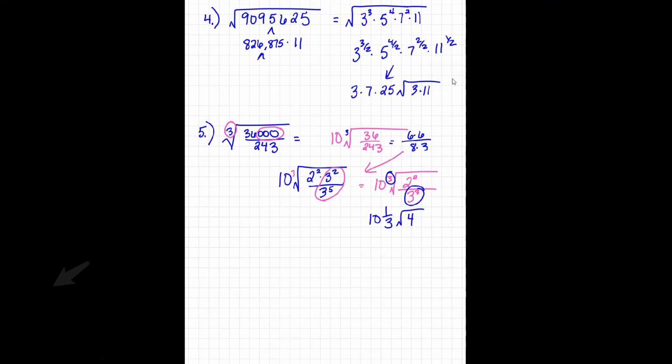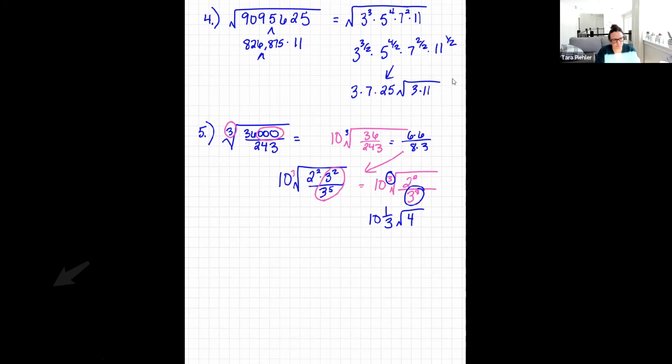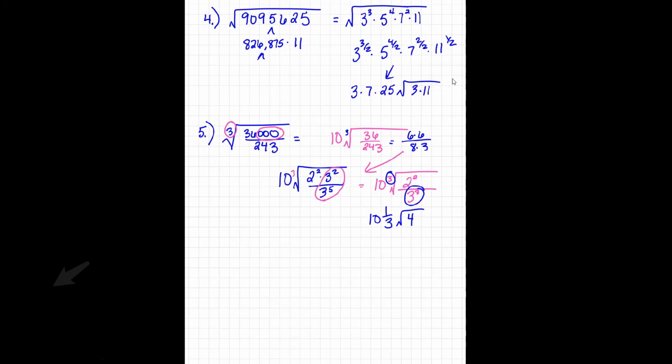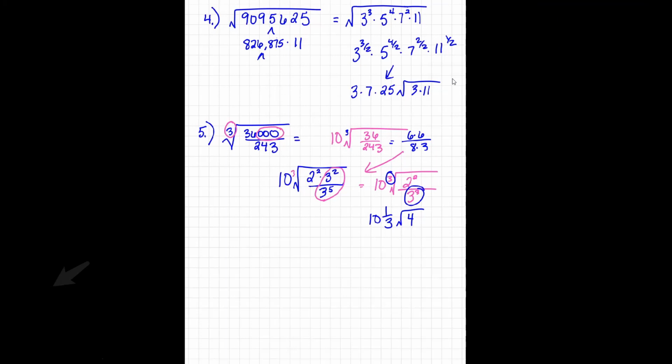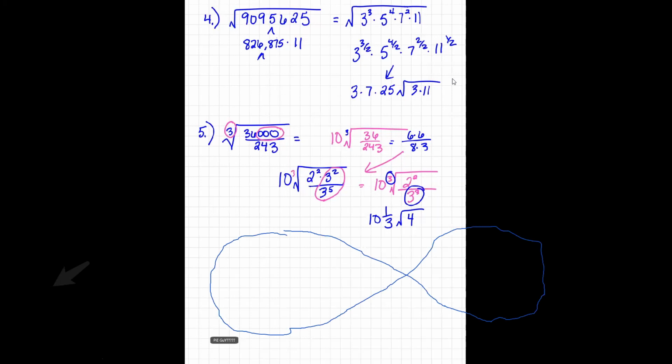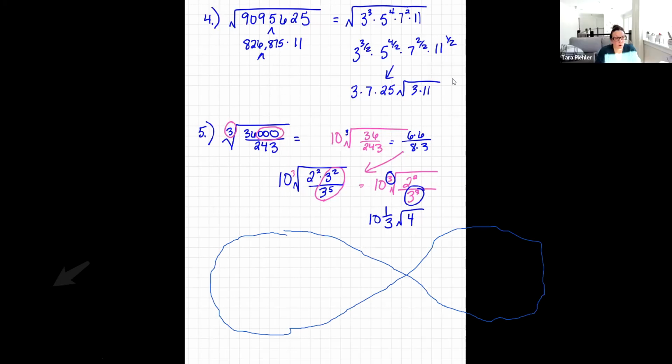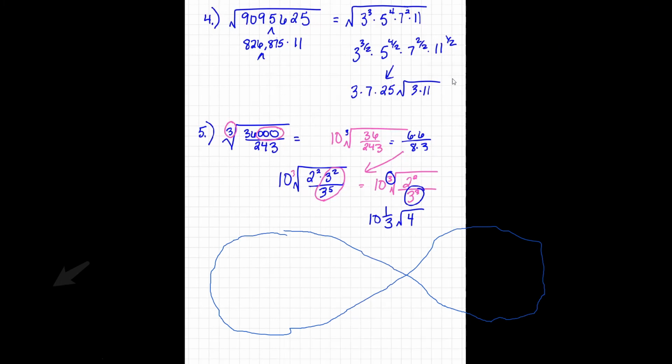Oh wait, that's the answer you got right there? 10 over 3 square root. Oh, I got a different answer. No, it's the same answer, it's just in a different form. Mine's an improper fraction, so you could do the whole thing differently. The whole thing is just an improper fraction. Oh, okay. Cool.